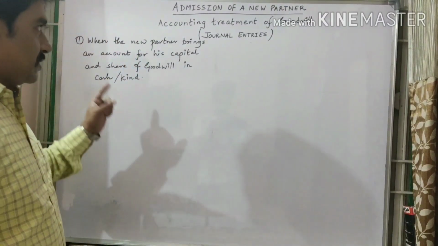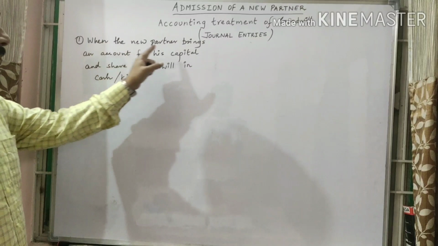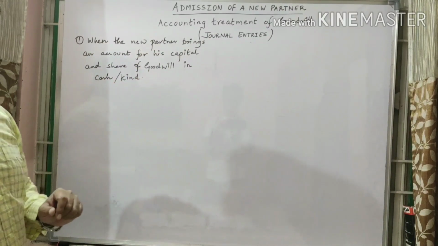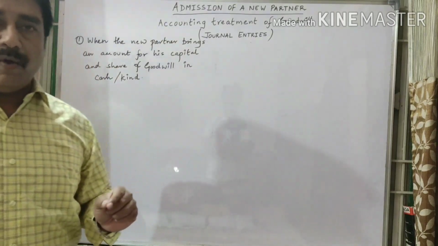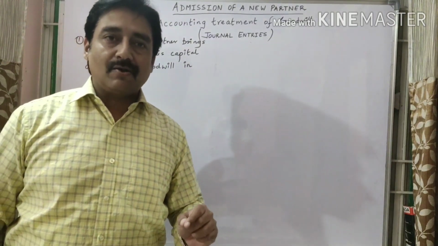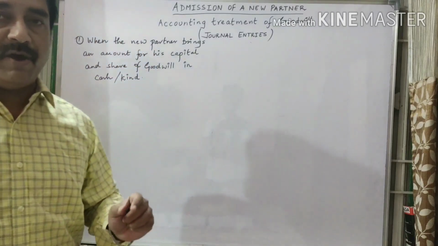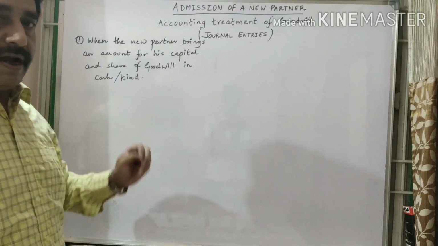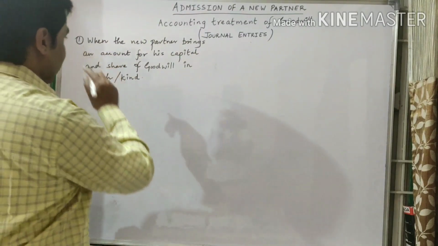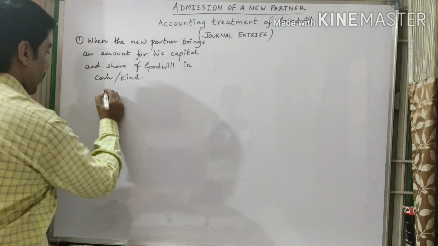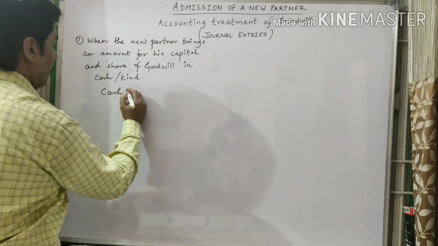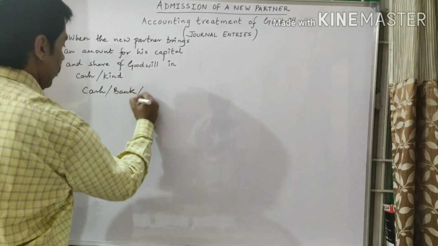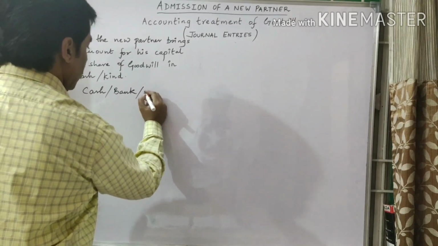Okay, children, so we start from here. When the new partner brings an amount for his capital and his share of goodwill in cash or kind, the share of goodwill which the new partner brings is called premium for goodwill. We'll be calling it premium for goodwill, and you'll find that when I show you the journal entries required at this time. So we start off with this: for bringing the new partner's amount for capital and his share of goodwill, which is known as premium for goodwill.